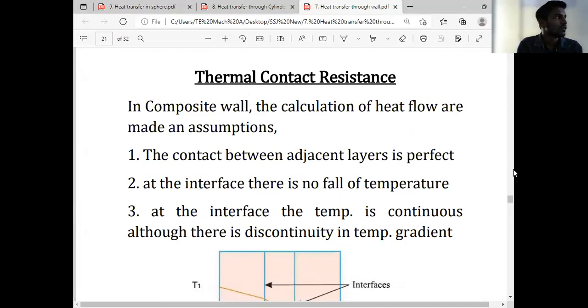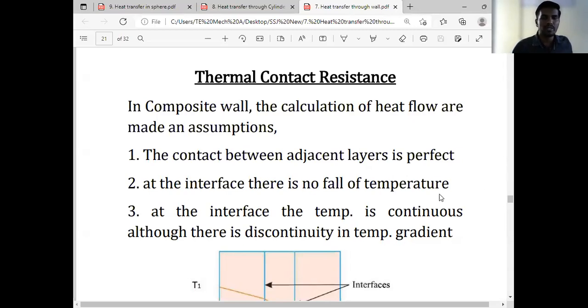Okay, so whatever the composite ball, composite sphere and composite cylinder we have considered, for that we have considered some assumptions. जे काय आपण Q find out केलेला आहे, प्लेन composite wall असेल, if composite sphere is there or composite cylinder is there, so we have considered these some assumptions. And what are these assumptions?